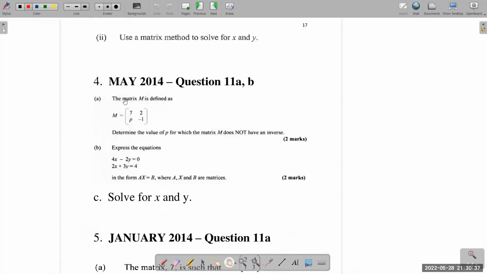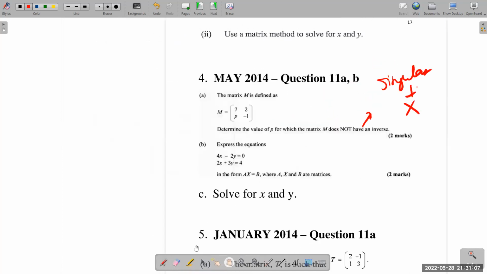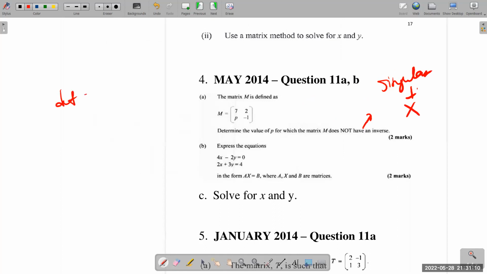Watch this now. The matrix M is defined as this. Determine the value of P for which the matrix does not have an inverse. If it does not have an inverse, what did we learn about that? Remember, we spoke about that. There's a certain kind of matrix that doesn't have an inverse. Any matrix that is singular does not have an inverse. Everybody remember why? If your determinant is equal to 0, what's going to happen when you're finding the inverse? Let's look at A inverse: 1 over the determinant of A times the adjoint of A. Can you find anything if this is 0?